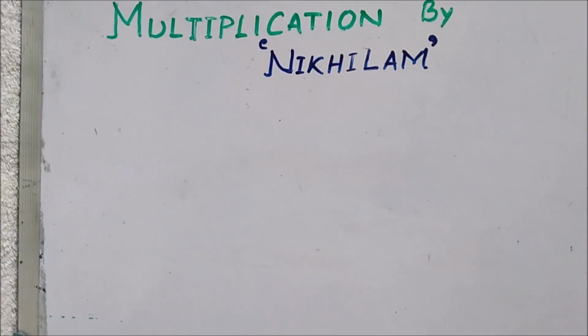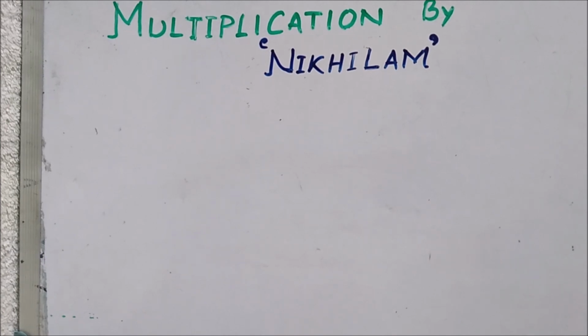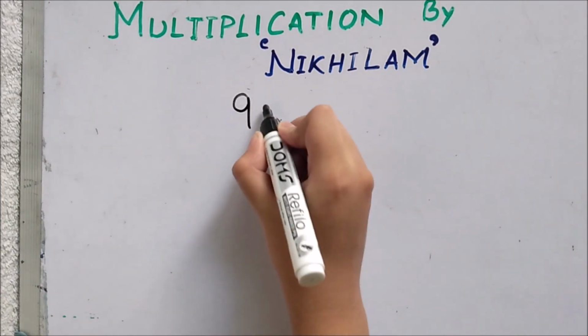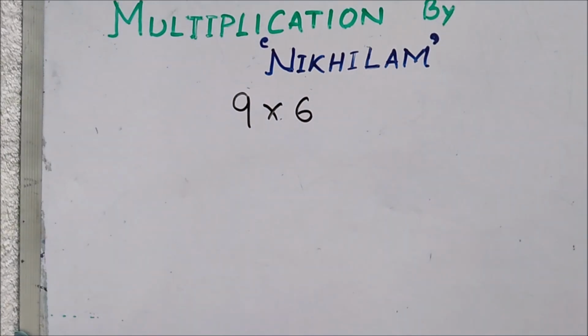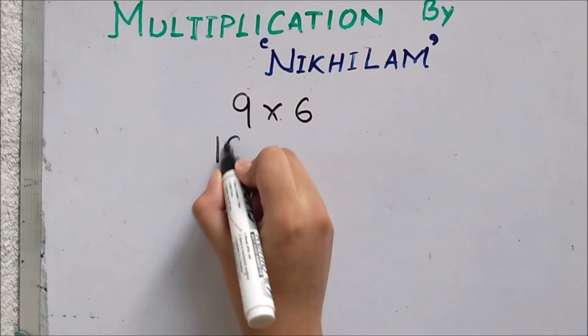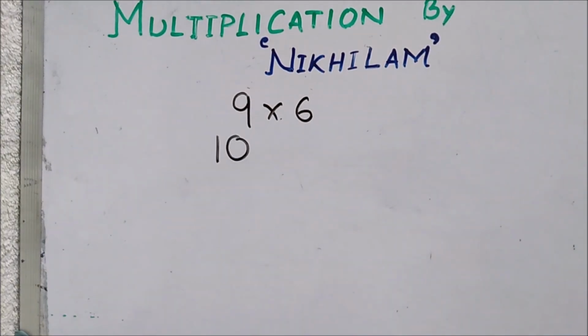Today we will discuss multiplication by nihilum, taken from the Shulba Sutra. Our very first example will be very easy, that is 9 into 6. Here we observe that 9 and 6 are both near to 10 and lesser than 10. For that reason we will take 10 as base.